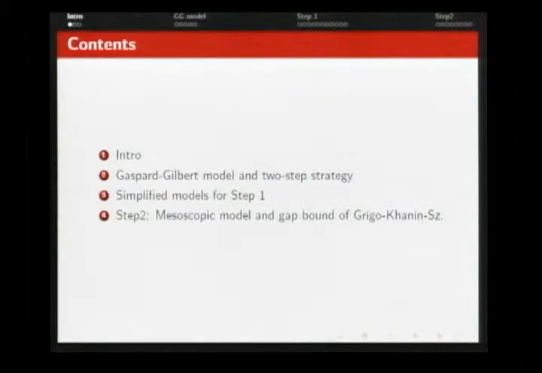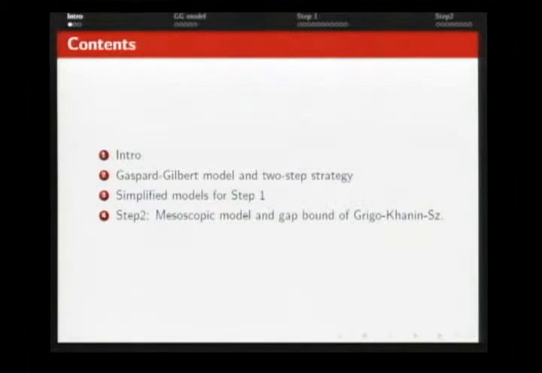Step one is a dynamical systems task, a very interesting dynamical system problem. Step two is a probability theory project. And for that, we have results by Alex Grigo, Kostya Khanin, and myself. If I have time, I will briefly tell about our results for step two.